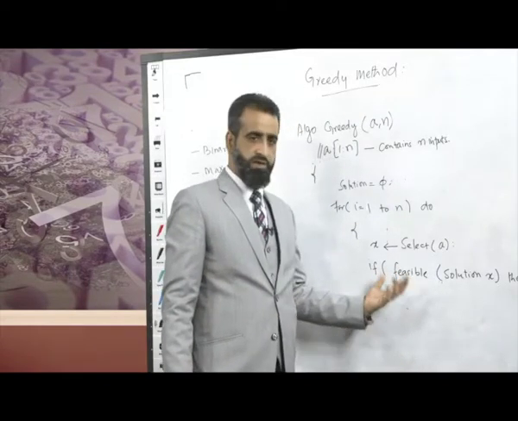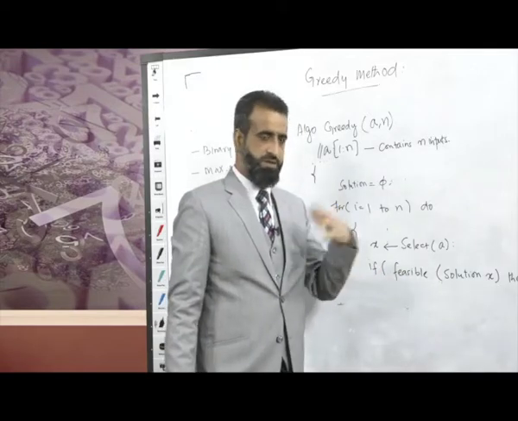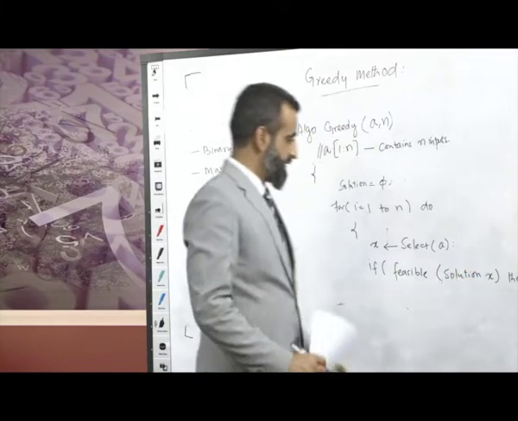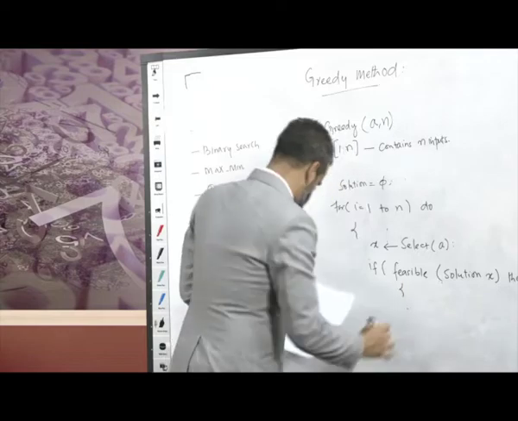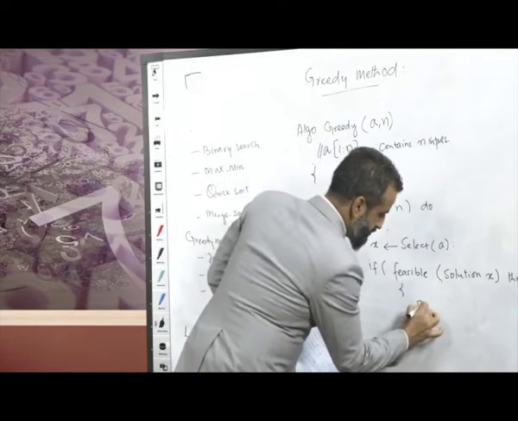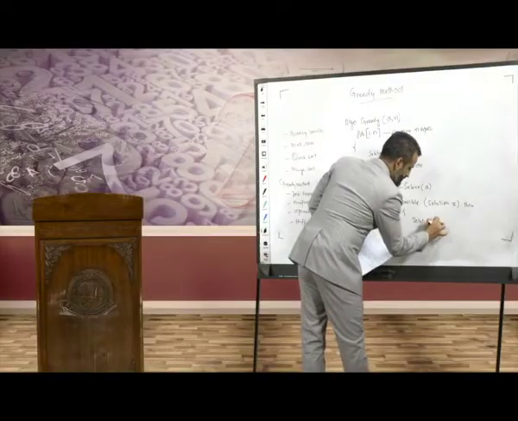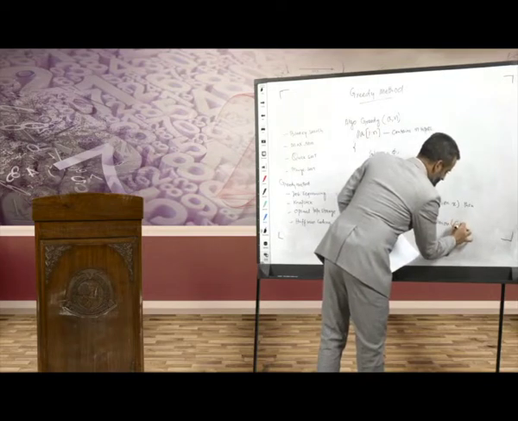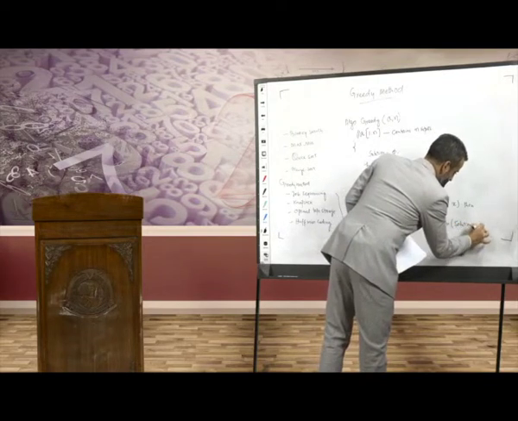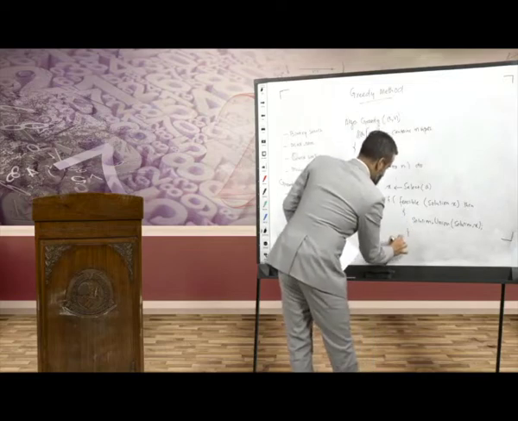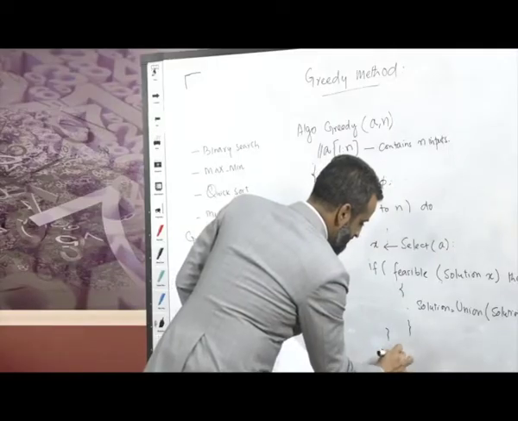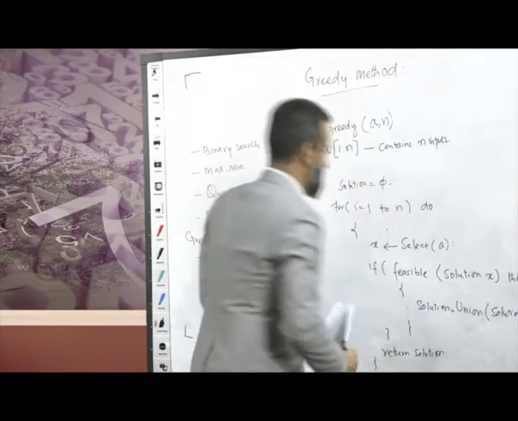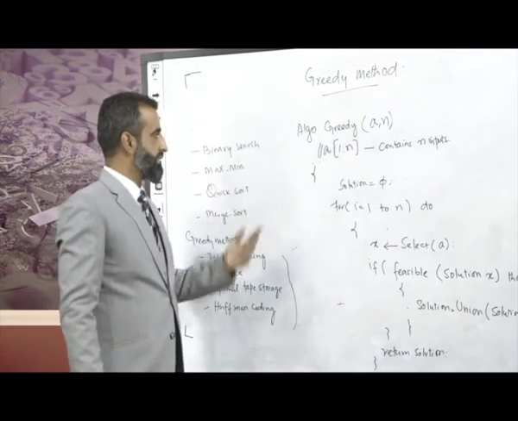Typically these Boolean functions have two values, they either return a yes or a no, a 1 or a 0. So it will return whether this input is feasible, that is, whether it can be part of the final solution or not. If it is feasible, then I will put it into the solution using a union function. The job of the union function here is nothing but to combine this input with the existing solution. And here we stop and return the solution of the problem. So this is the algorithm for your greedy method.